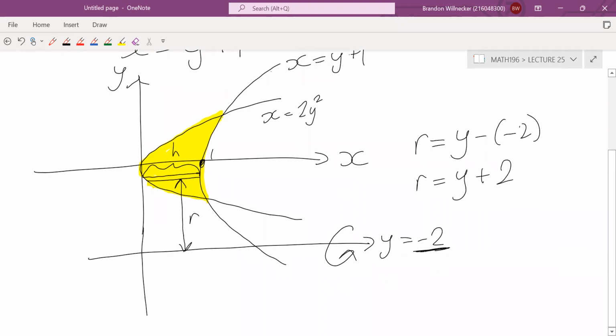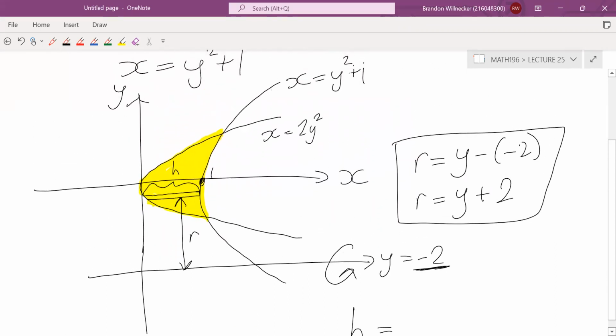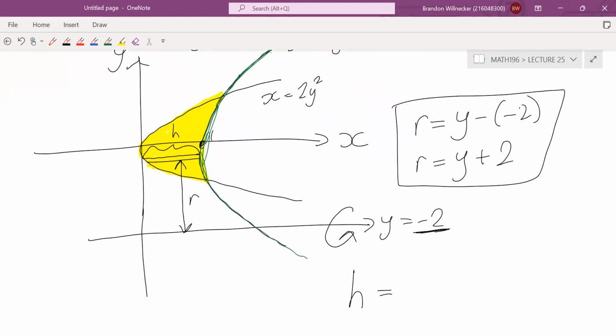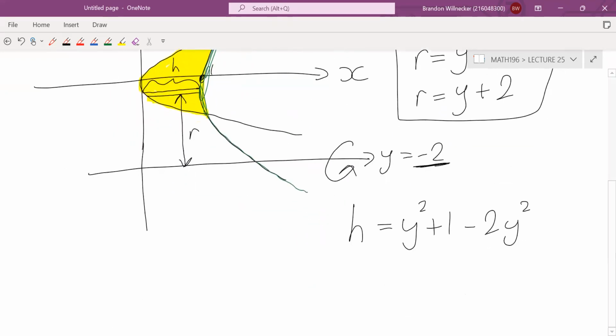And what about the height? The height is going to be the upper function minus the lower function. This is the upper function there because it has the greater x value. So it's going to be y squared plus 1 minus 2y squared, because x equals 2y squared is below the other one in terms of x. So h is equal to 1 minus y squared.